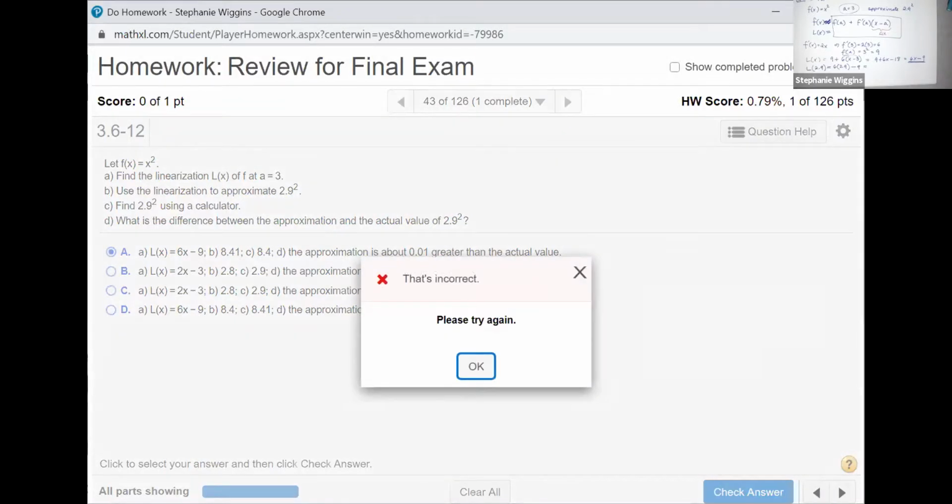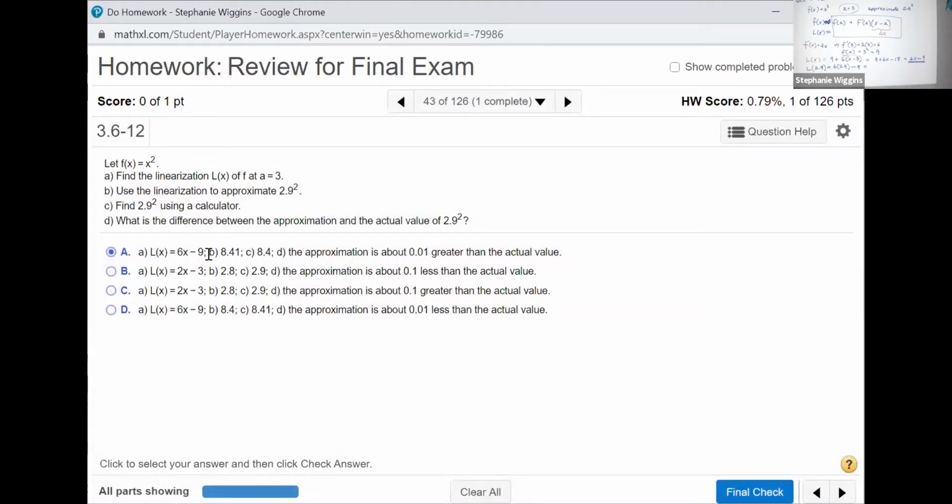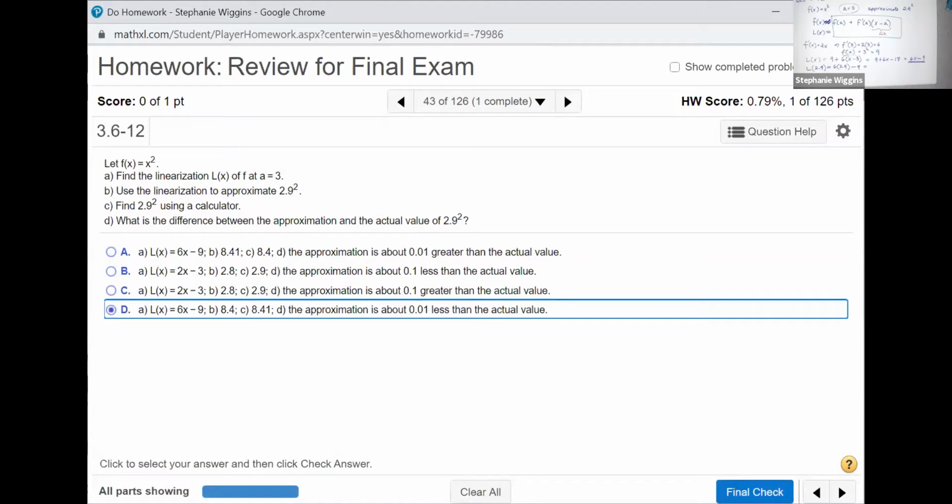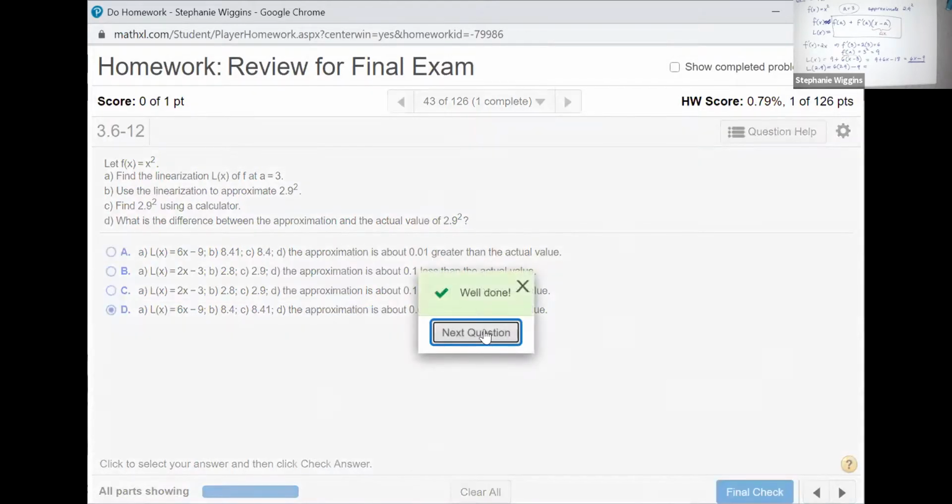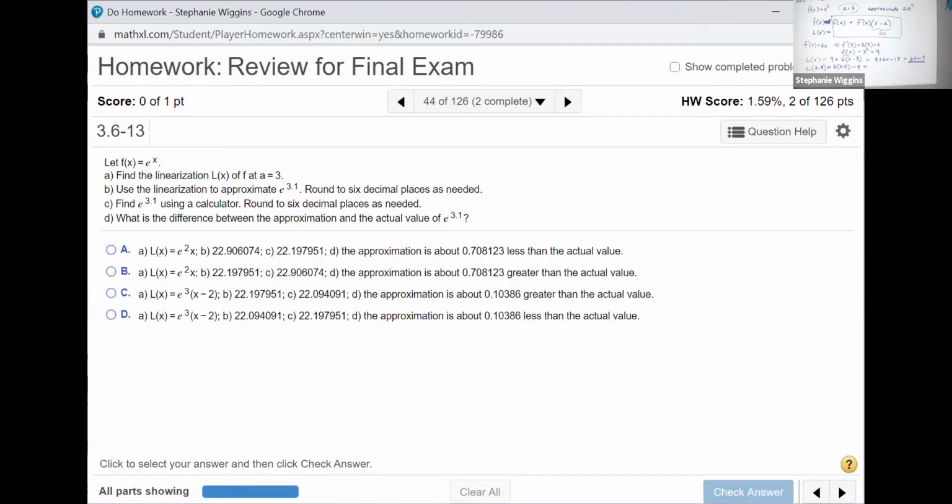Okay, did something wrong. Oh, I clicked the wrong one. I saw this 8.4 here and that's the answer to part C. Here it is, 8.4 is D. There we go. I guess you have to be really careful on those, that you're answering the right question. I was looking at C and I got the answer to C, so be careful.